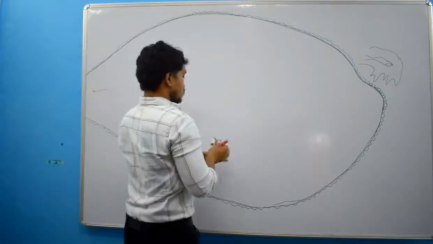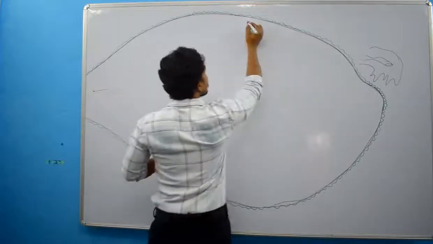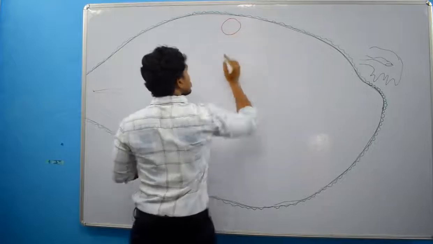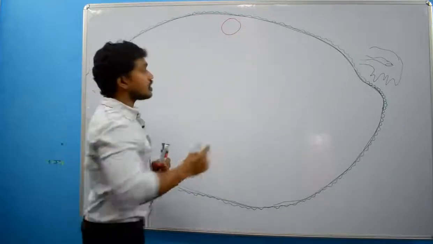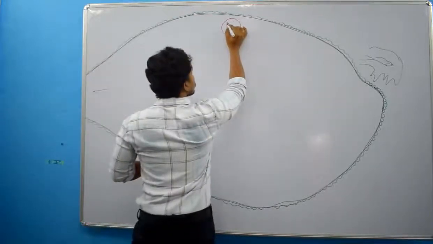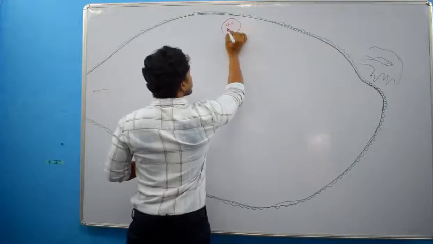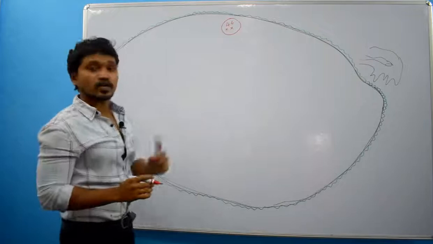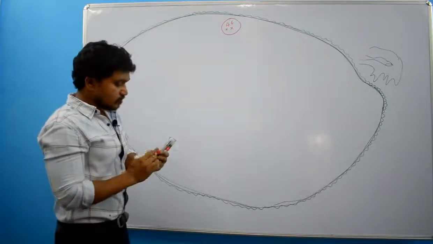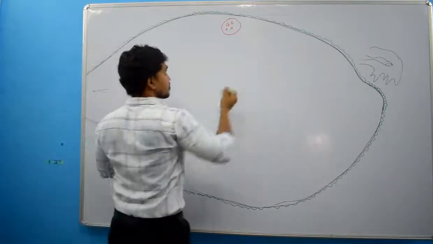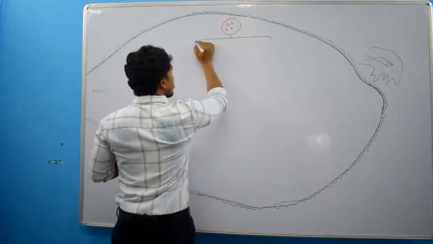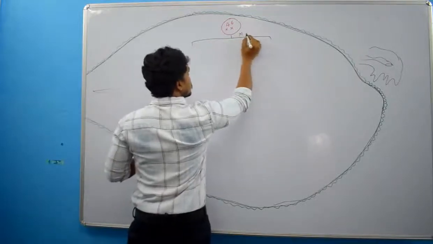See here, there will be a primordial female sex cell. The chromosomal number is 46 XX. This is the primordial female sex cell. This primordial female sex cell undergoes mitotic division. Here, mitosis.